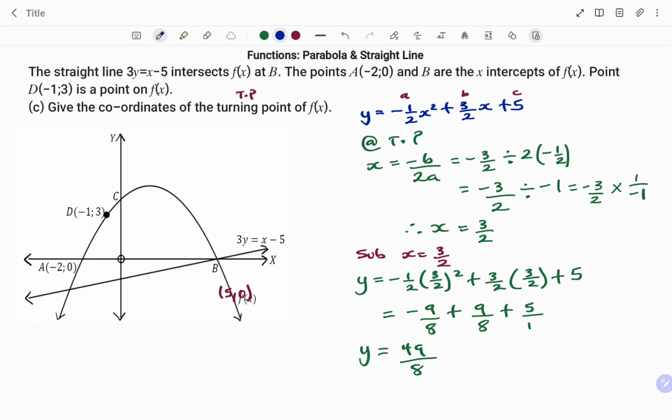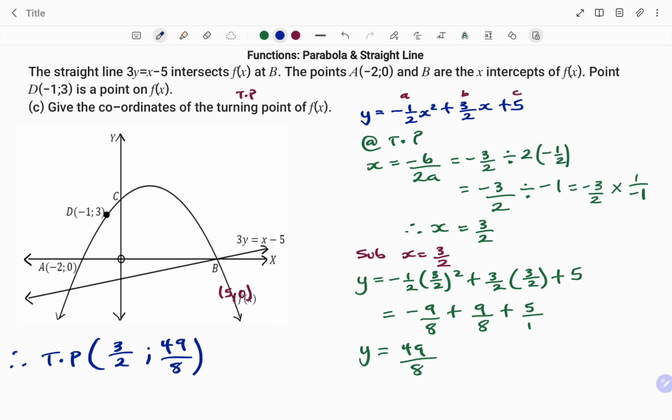Therefore, the coordinates of the turning point, that's your TP, will be x value 3 over 2 and my y value, that's 49 over 8. Let's look at the next question.